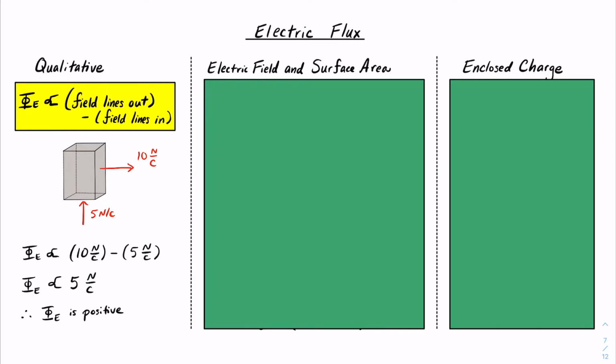So for example, if we had 10 Newton per Coulomb of electric field leaving this box, 5 Newton per Coulomb going in, field lines out minus field lines in is 10 minus 5, resulting in positive 5, which means that our flux through this box is positive. We can then quantify that qualitative definition with the following equations.